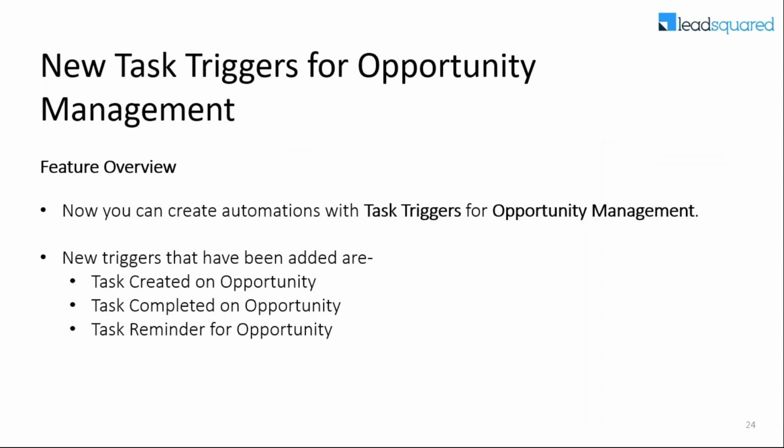Now let's look at the next feature, which is new task triggers for opportunity management. This feature was again requested by a lot of our customers who use opportunity management extensively. So they can create automations with task triggers for opportunity management now. The new triggers that have been added are task created on opportunity, task completed on opportunity, or task reminder for opportunity.